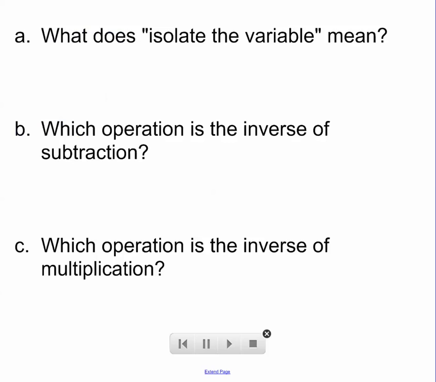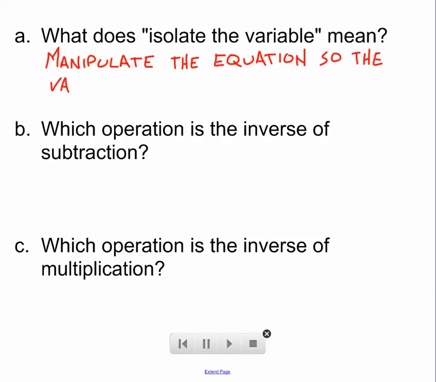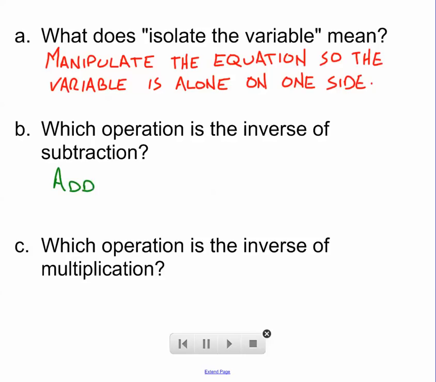Lesson 38 today. What does isolate the variable mean? You're going to hear me saying this a lot throughout this video and in the coming weeks while we practice this. Here's what it means. It means to manipulate the equation so the variable is alone on one side of the equation. That's called isolating the variable, getting it by itself. Isolate means to be alone.